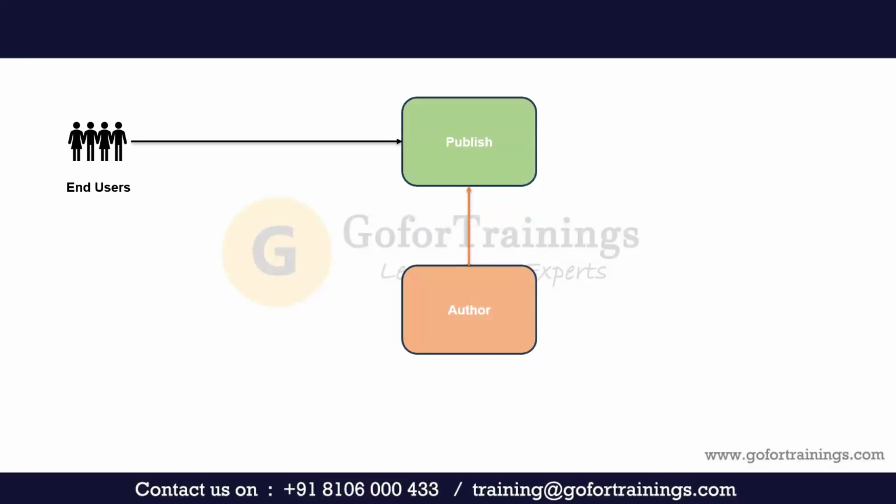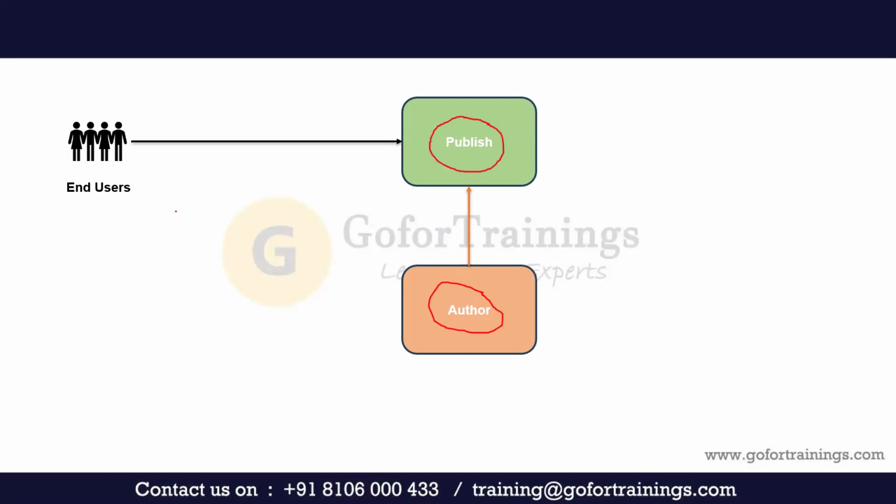There are two types of servers available for every environment. One is the author server and the second one is the publish server. The author server is for internal use. The publish server is for the end user purpose. So as an end user, we'll always access the publish server.